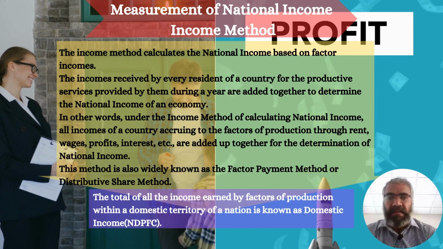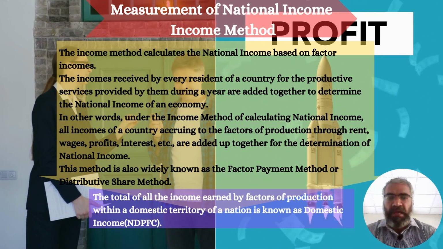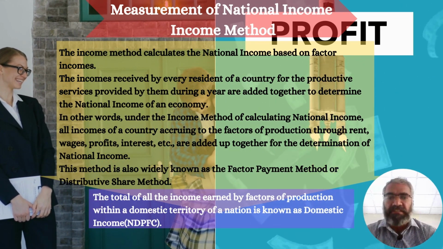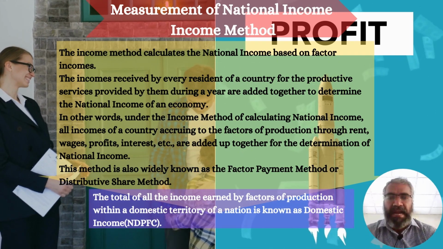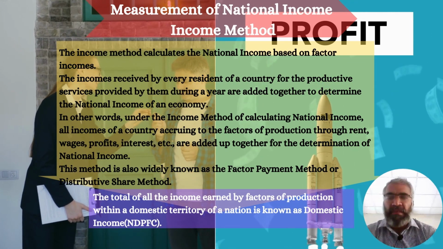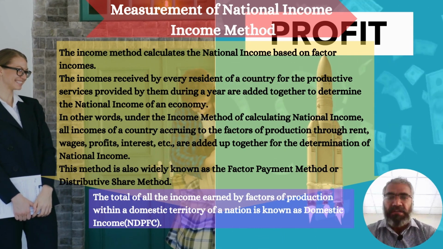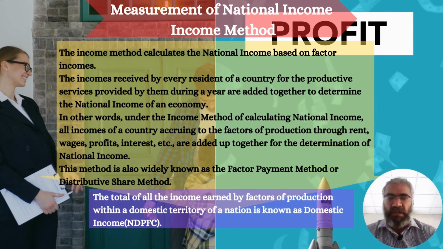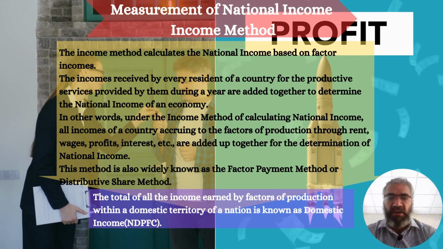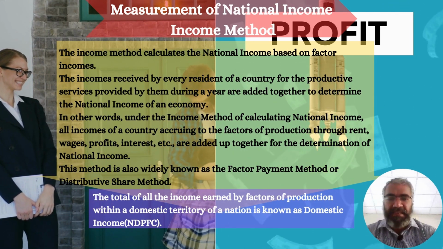In other words, under the income method of calculating national income, all incomes of a country accruing to the factors of production through rent, wages, profits, interest, etc., are added up together for the determination of national income. This method is also widely known as the factor payment method or distributive share method. The total of all the income earned by factors of production within the domestic territory of a nation is known as domestic income, that is NDPFC.